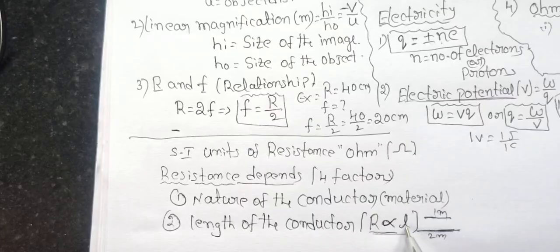Sometimes they will ask, if length is halved, what happens to resistance? Resistance is also halved. If length is doubled, resistance is also doubled. This is one point we should remember.